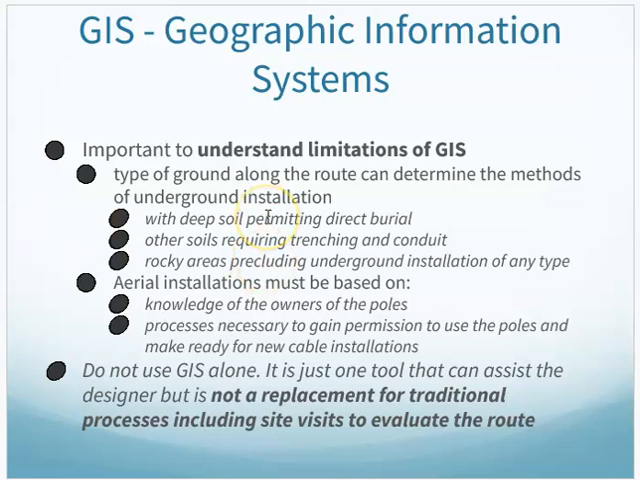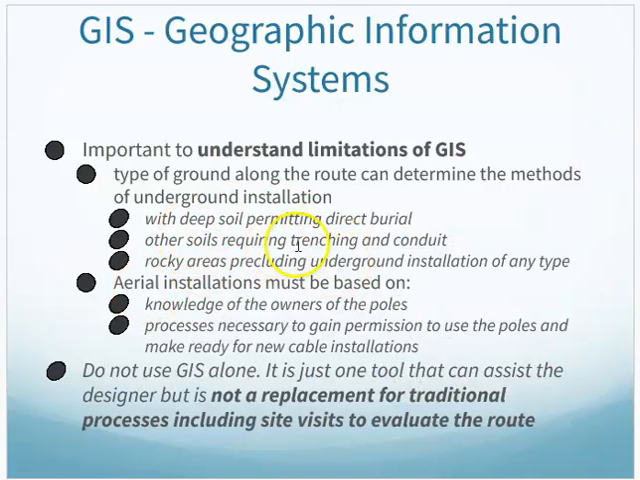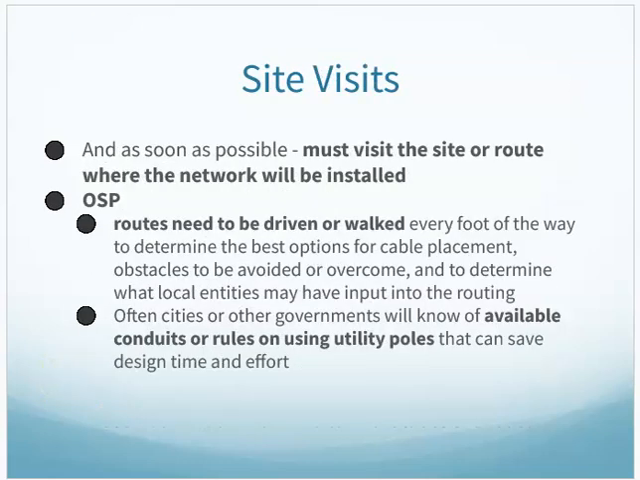GIS is limited. You have a lot of information available there, but I can't tell some of these things. What kind of soil is it? Is it a rocky soil? Can I actually bury in it? Do I need to trench and put a conduit in? What do I need to deal with? So GIS is helpful, but you still need a site survey. Basically, walk along the site to figure out what you're dealing with.